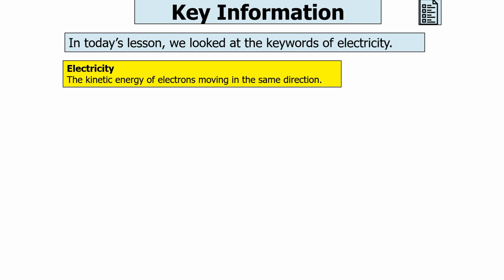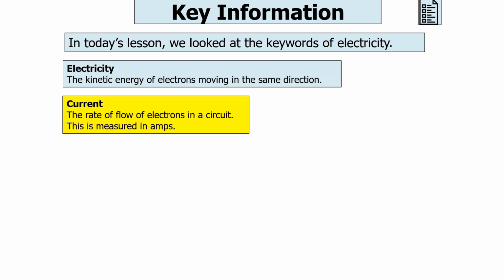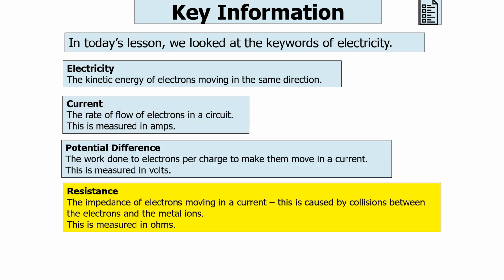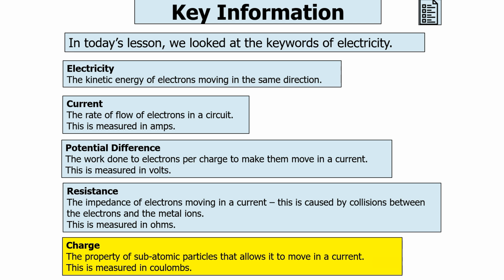So to summarize, electricity is the kinetic energy of electrons moving in the same direction. Current is the rate of flow of electrons in a circuit, and this is measured in amps. Potential difference is the work done per unit charge to make them move in a current, and is measured in volts. Resistance is the impedance of electrons moving in a current. This is caused by the collisions between electrons and the metal ions, and is measured in ohms. And charge is the property of subatomic particles that allow it to move in a current, which is measured in coulombs.